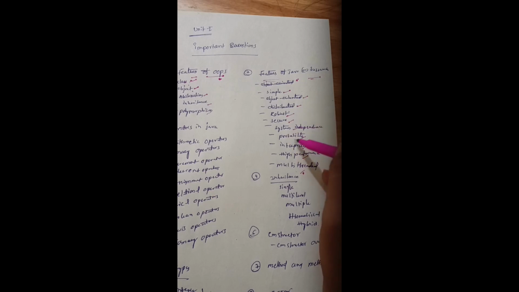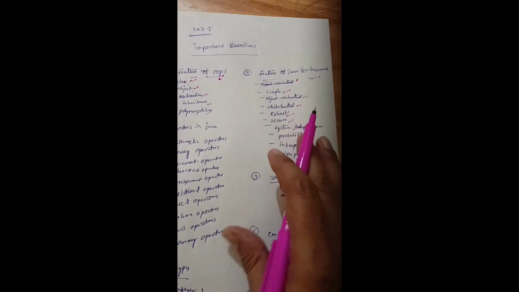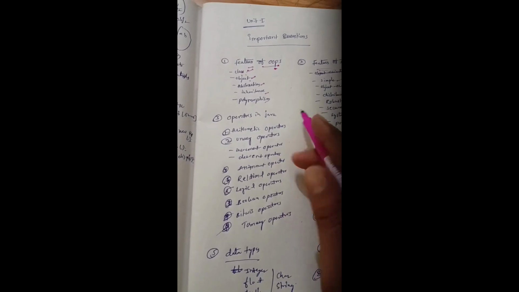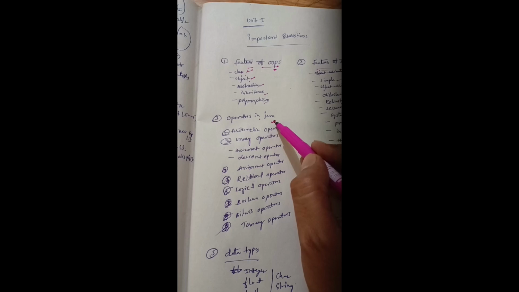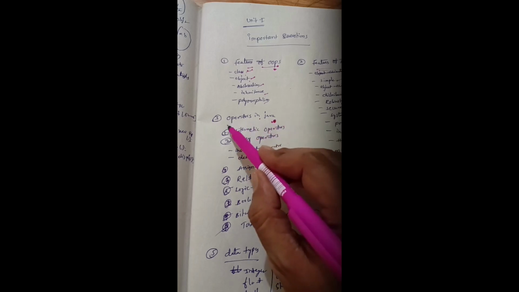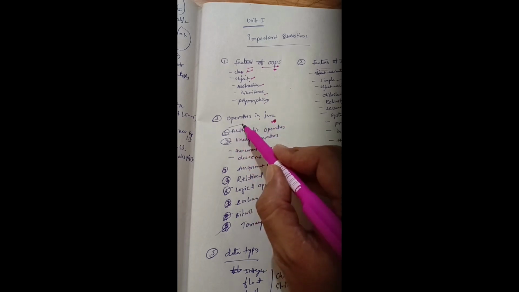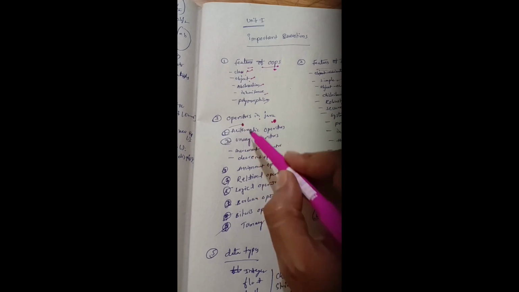Okay, this is a compulsory question, asked for 5 marks or 10 marks. Maximum it comes for 10 marks. Okay, this is a very important question. Next topic is operators in Java. Okay, what is an operator? You write the operator definition for 1 mark. Otherwise, they give 5 or 10 marks.